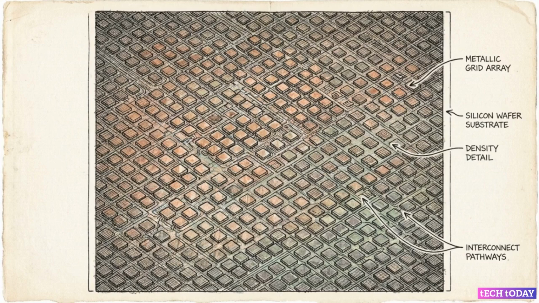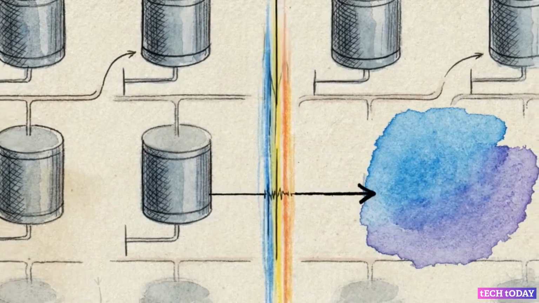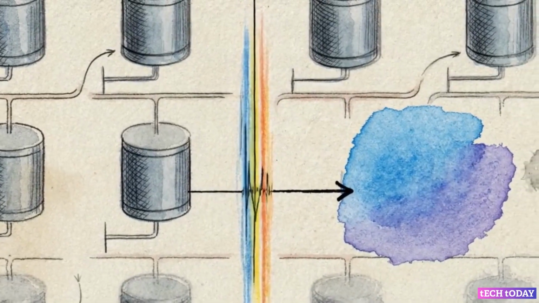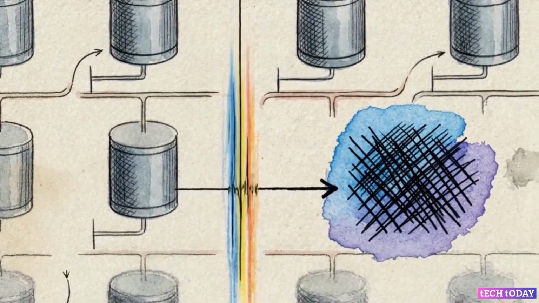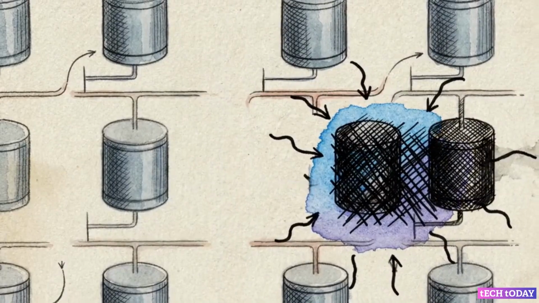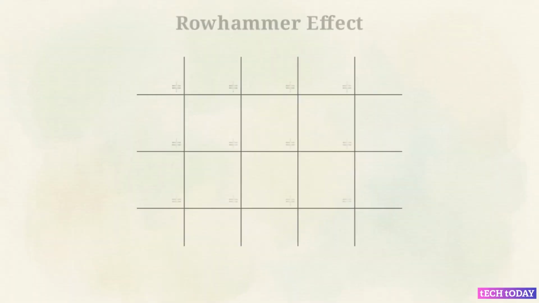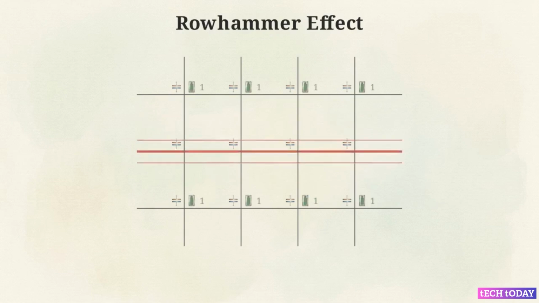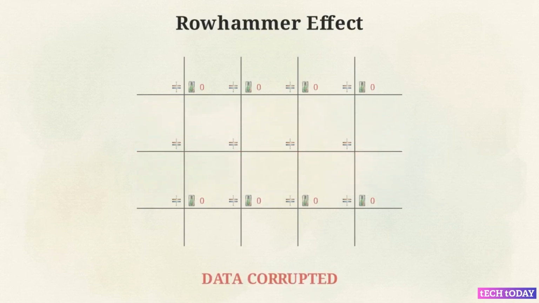Squeezing billions of 1T1C cells into denser silicon introduces severe physical vulnerabilities. The capacitors are so microscopically small that stray cosmic radiation or dense localized electrical traffic can destabilize neighbors and flip a 0 to a 1. This is known as the Rowhammer effect. When a memory controller rapidly and repeatedly toggles a single word line, the resulting electromagnetic leakage physically discharges adjacent capacitors, altering data without any formal write command.